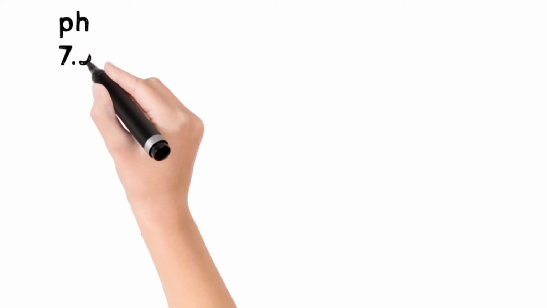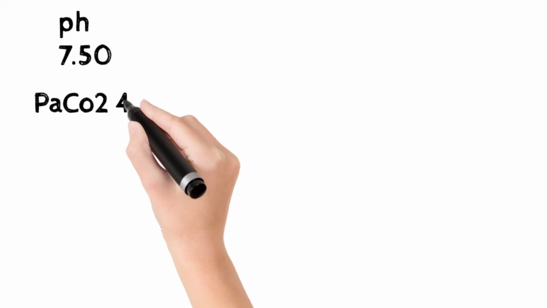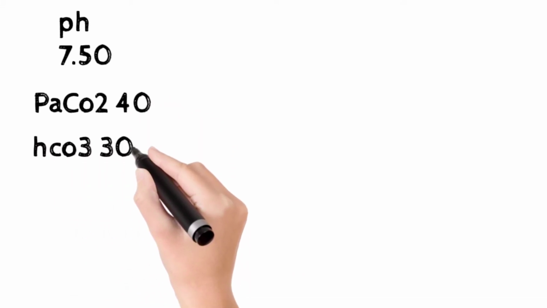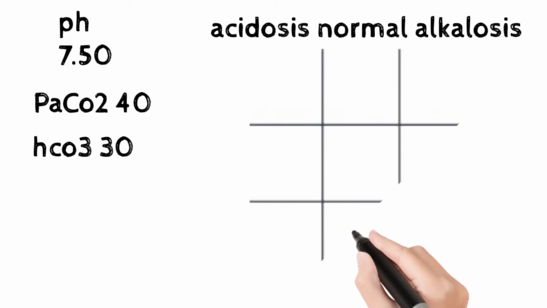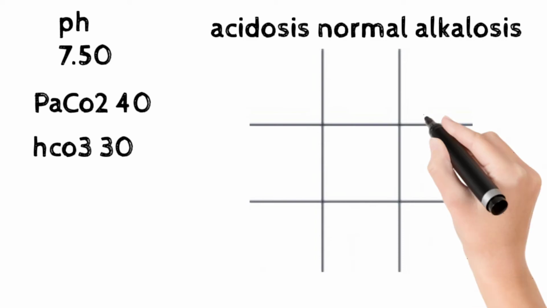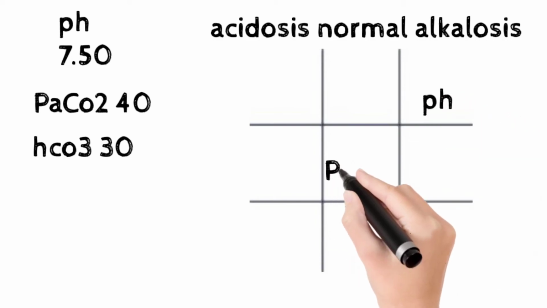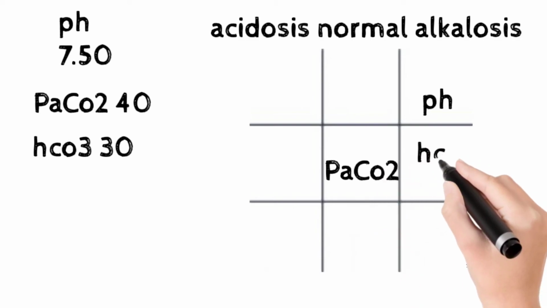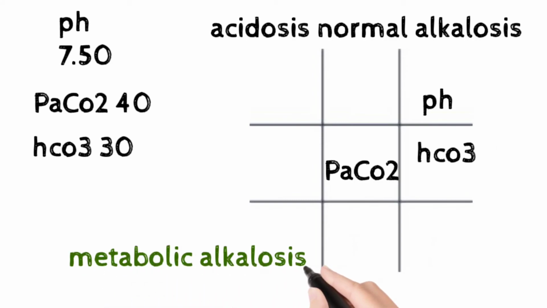Now here pH is 7.50, greater than 7.45, so it is alkalosis. PaCO2 is 40, lies within the normal range. HCO3 is 30, greater than 28, so it is alkalosis. pH in alkalosis, PaCO2 in the normal range, HCO3 represents the metabolic and is in alkalosis, so it is called metabolic alkalosis.